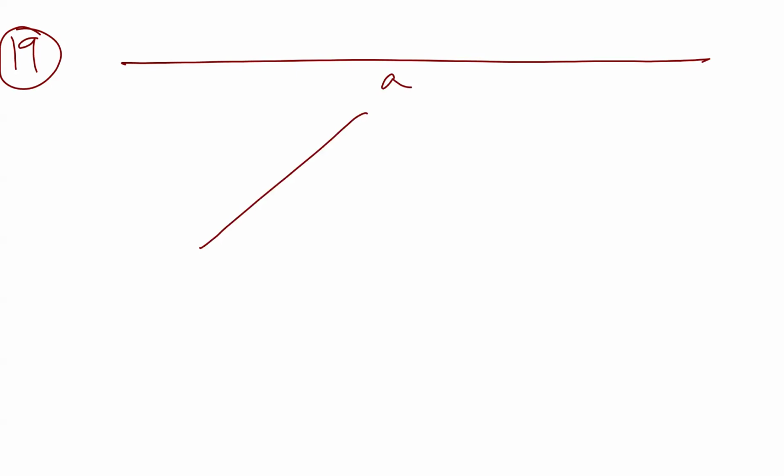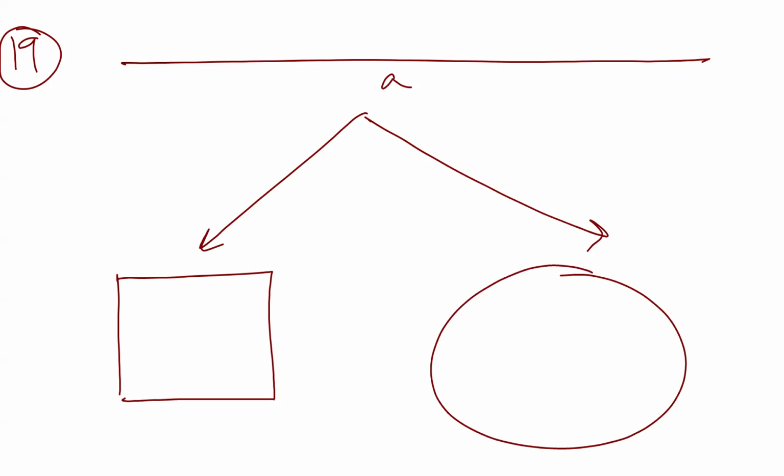Let us go to question number 19. A wire of length A is cut into two parts, which are bent respectively in the form of a square and a circle. So we have this wire. This is converted into a square and a circle. The side of the square, let it be x. The radius of the circle, let it be r.